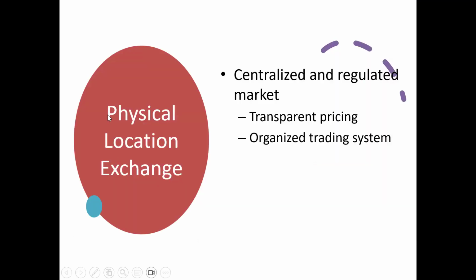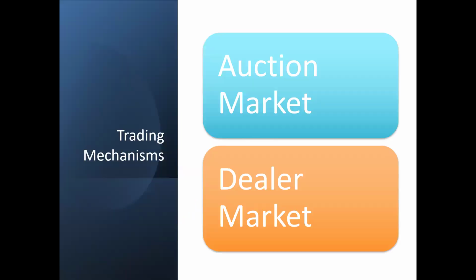Then we have physical location exchange. An example is the Ghana Stock Exchange. That one is centralized. Everything is done at the Ghana Stock Exchange. It's a very regulated market, with very transparent pricing, because pricing is quoted. When the price of a share changes, I go to the Ghana Stock Exchange platform or another platform, and you will know. Then organized trading system: this is where listed firms, matured firms, trade their shares, very much regulated and less risky.